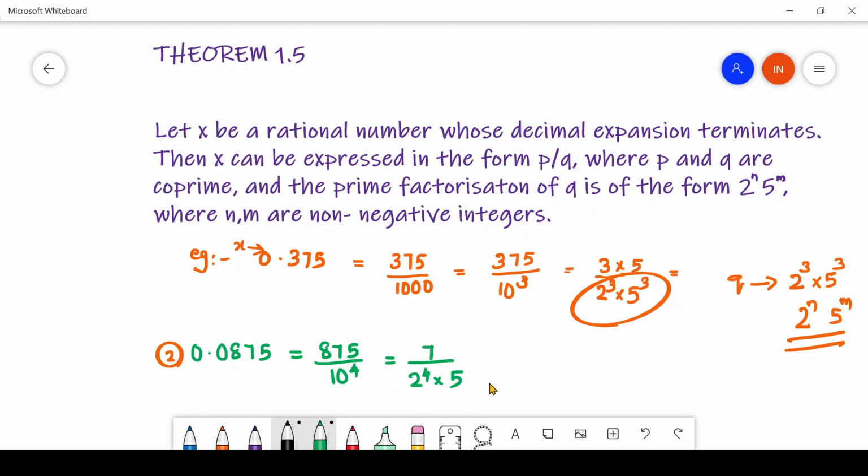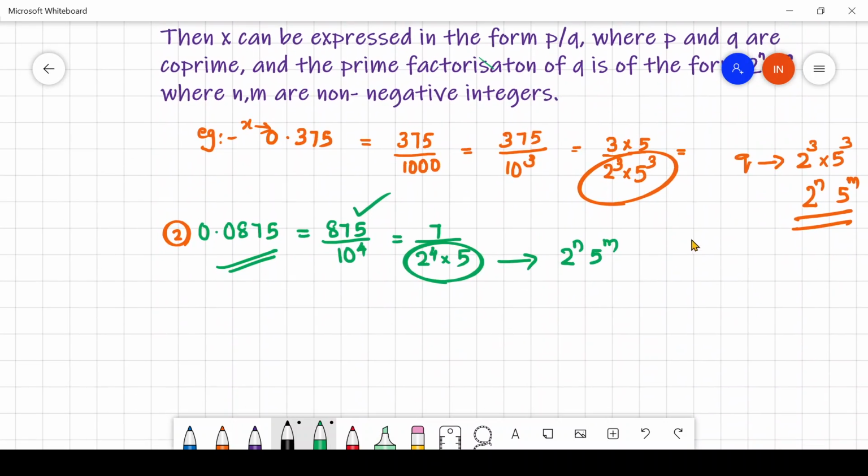Now you can see the denominator is of the form 2 raised to n, 5 raised to m. What does this mean? This means that if x is a rational number whose decimal expansion terminates, as it is terminating here, it can be expressed in the form p by q, where p and q are coprime and the prime factorization of the denominator q is of the form 2 raised to n, 5 raised to m, where n and m are non-negative integers. So this is what Theorem 1.5 explains. I hope it is clear. Let's move on to the next theorem.